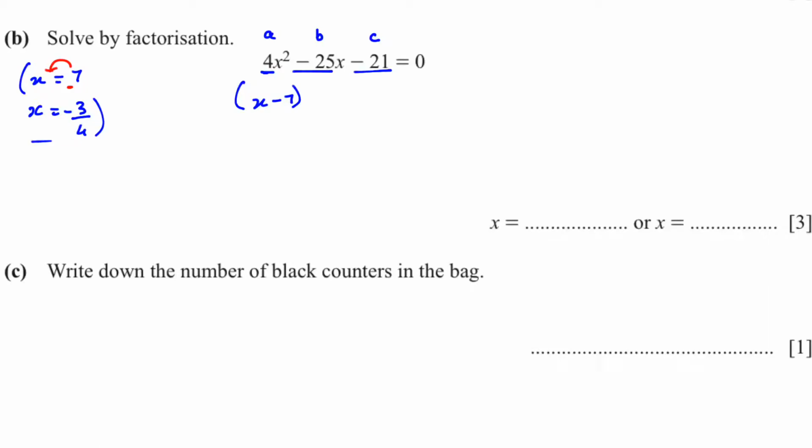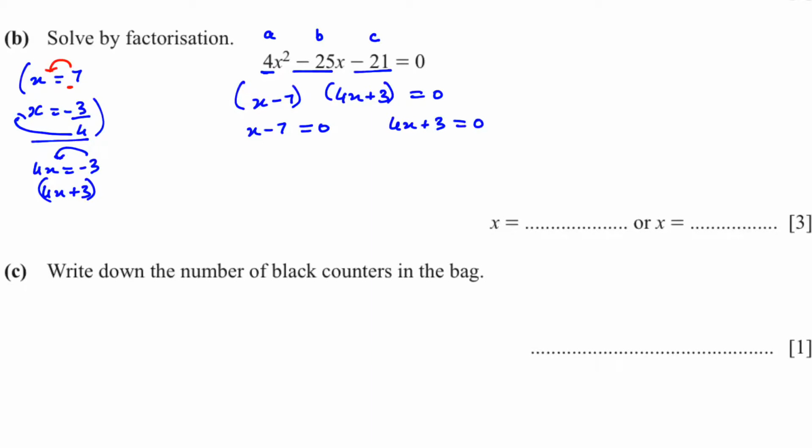And for this equation here, first you have to bring the 4 here. So 4x is equal to negative 3, and then bring the negative 3 here, it will become positive. 4x plus 3. Make it equal to 0. And then write individually, each one is equal to 0. 4x plus 3 is equal to 0.